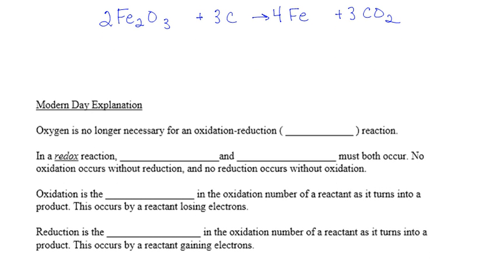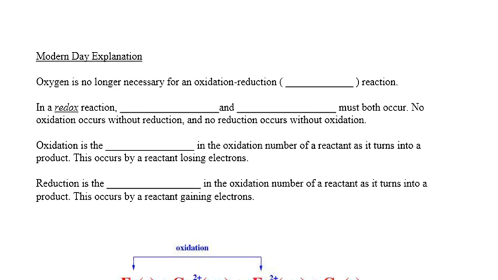Today, we no longer need oxygen in an oxidation-reduction reaction, which we call for short a redox reaction. In a redox reaction, oxidation and reduction both occur at the same time. You can't oxidize something without something being reduced. You can't reduce something without something else being oxidized.